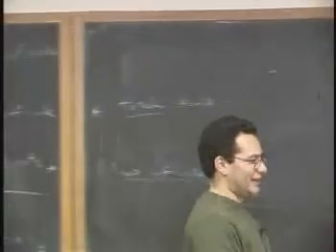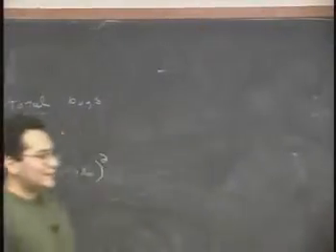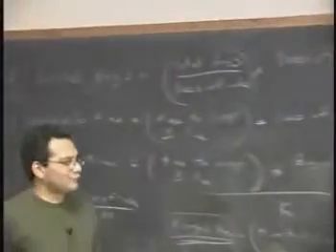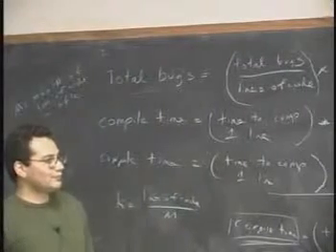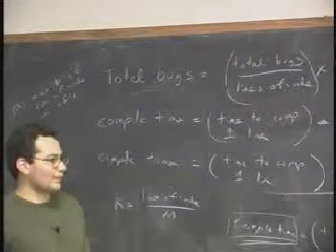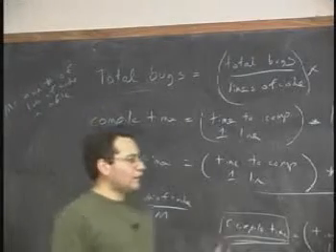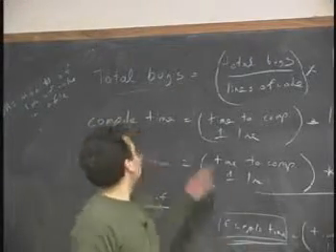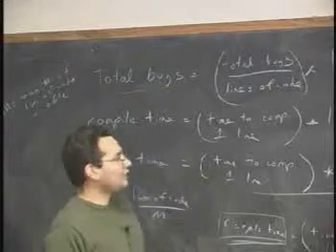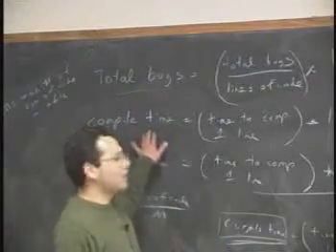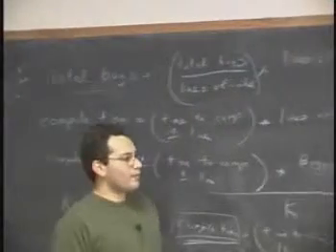Yes, Mike. Quick question. For the compile time, let's say you have 3 bugs in your program. It takes 3 times as long to compile as if you had just 1 bug? Is that what you're saying? For the second line here, the compile time. Well, this is the total compile time.